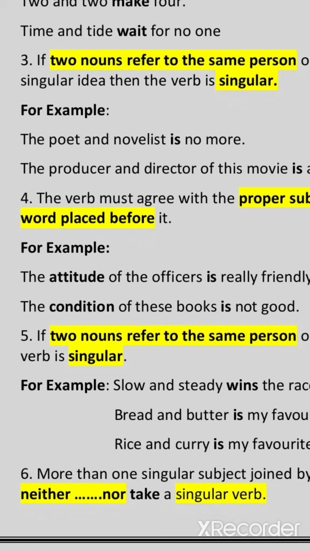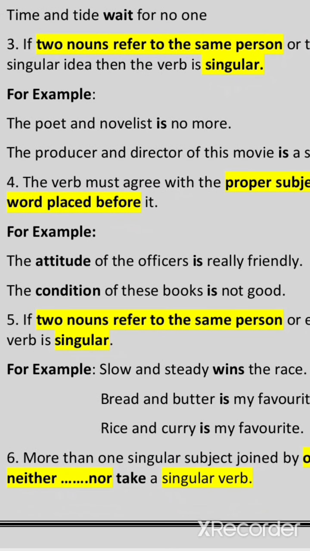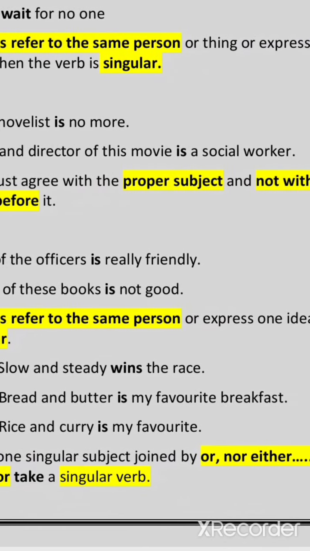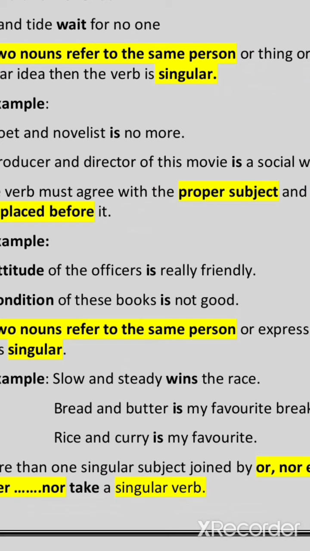Children, in case here the was placed before novelist as well, then it would have meant two different people, then we would have used are, right? If the sentence were the poet and the novelist, then it would mean that these are two people. But here since the is not used with novelist, so we are using the singular verb is. The producer and director of this movie is a social worker. Again, a similar example, the same person is the producer and director, right, is a social worker.